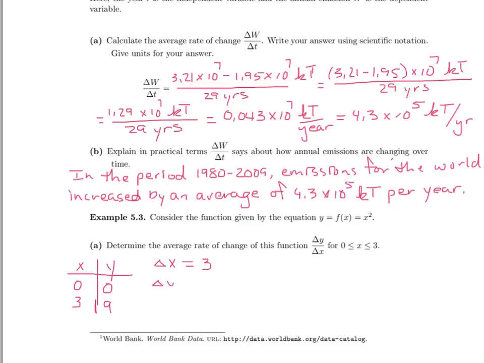And the change in y, again, that's the final value minus the starting value. That change is 9. And we want to calculate the ratio, which would be the change in y over the change in x. So 9 divided by 3, which is 3.